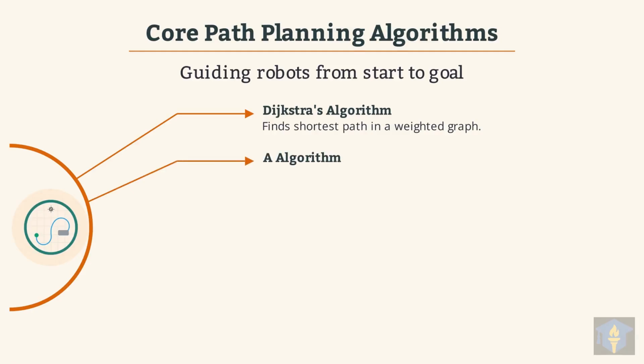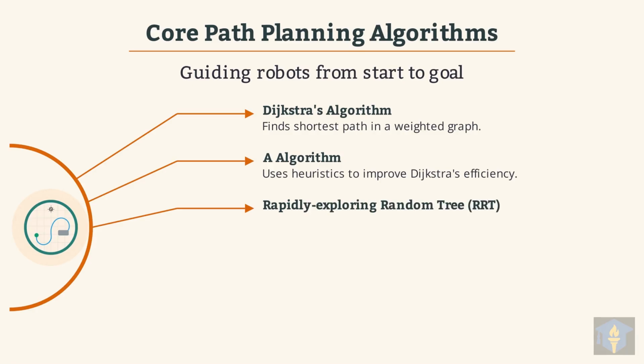Next, we have the A-star algorithm, an improvement over Dijkstra's. It significantly improves Dijkstra's efficiency by using heuristics to intelligently guide the search towards the goal. Then, the rapidly exploring random tree, or RRT, is excellent for high-dimensional spaces. This sampling-based algorithm efficiently explores complex, high-dimensional spaces to find feasible paths quickly.